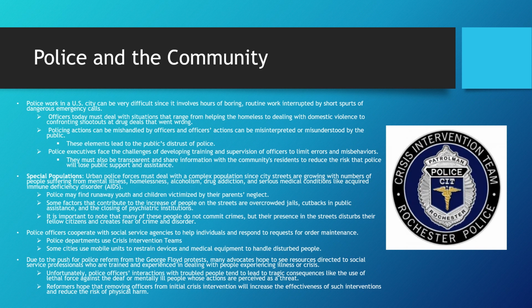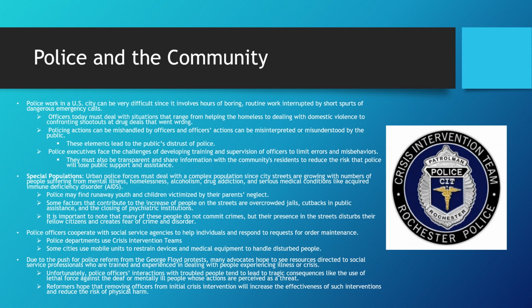Special populations are where urban police forces must deal with a complex population since city streets are growing with the numbers of people suffering from mental illnesses, homelessness, alcoholism, drug addiction, and serious medical conditions like acquired immune deficiency syndrome, or commonly known as AIDS. Police may find runaway youth and children victimized by their parents' neglect. Some factors that contribute to the increase of people on the streets are overcrowded jails, cutbacks in public assistance, and the closing of psychiatric institutions.